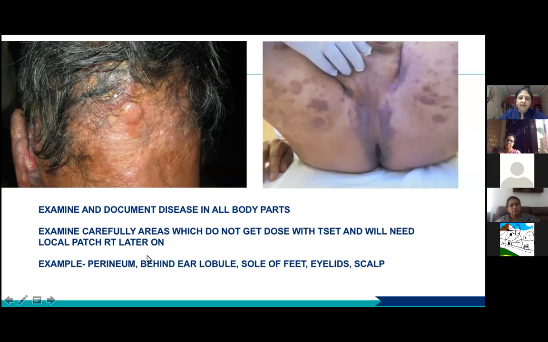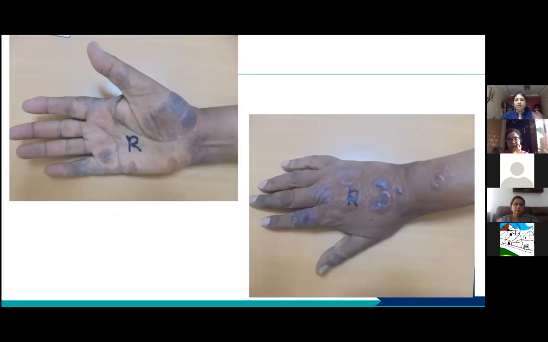So you must carefully examine these areas which are likely to get shadowed or underdosed during total skin electron therapy, especially the perineum, behind the ear lobules, soles of the feet, eyelids, scalp, etc. You should have a complete radiation plan in your mind when you start treating these patients.